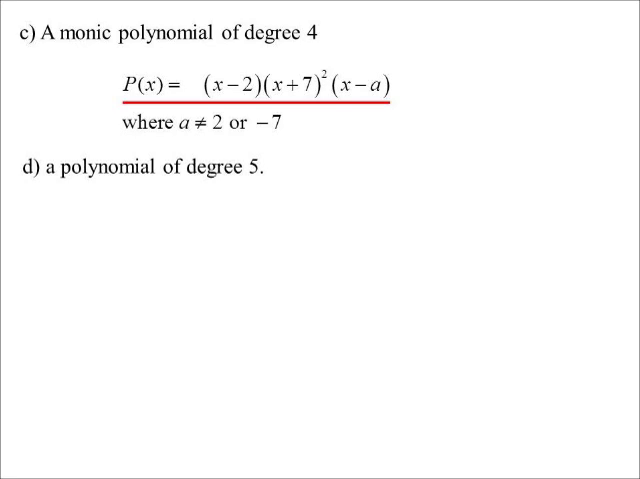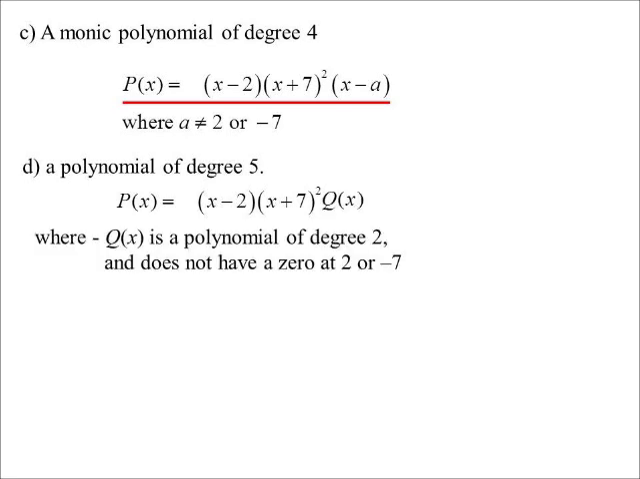A polynomial of degree 5. Okay, I've got to multiply it by a quadratic. Notice I wrote it down as qx. I did not write it down as, say, x minus a times x minus b, because to write it that way, I would be assuming that that quadratic could be factorised. It might not be able to be factorised. So that's why I've just written it as times a polynomial of degree 2.